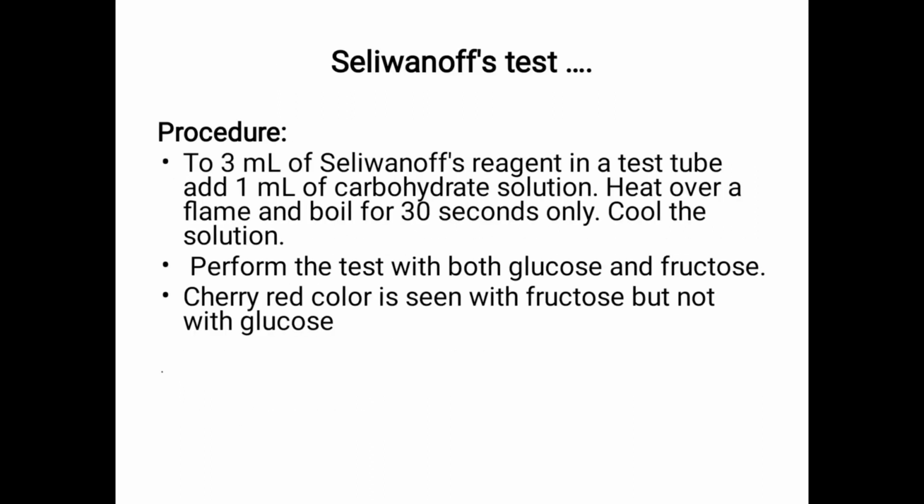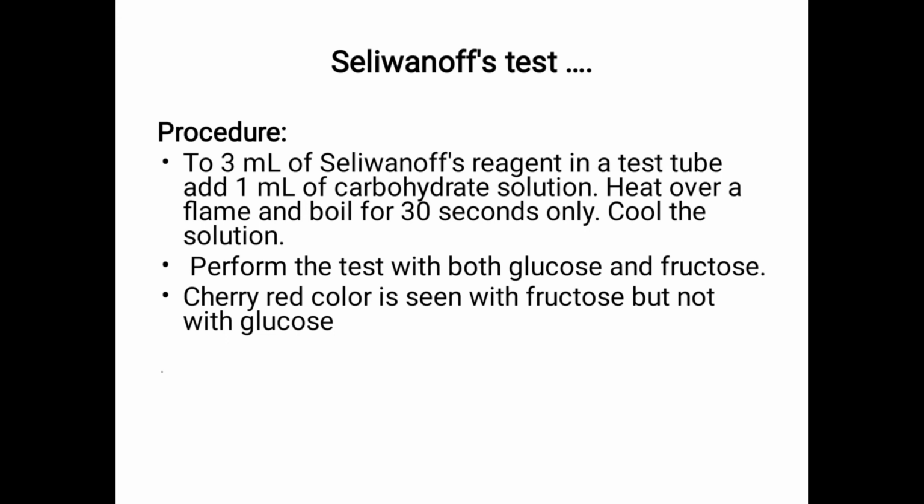Take 3 ml of Selivanov's reagent, add 1 ml of sugar solution, heat over a flame and boil only 30 seconds. Here remember, only 30 seconds. Once it starts boiling, after 30 seconds you have to stop and cool the solution. So we can perform the test for glucose and fructose. If after 30 seconds and cooling you get a cherry red color, cherry red meaning the color of cherry fruit, like what we add to ice cream, then it is fructose.